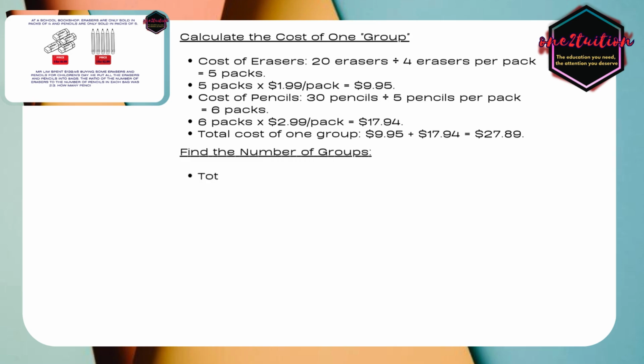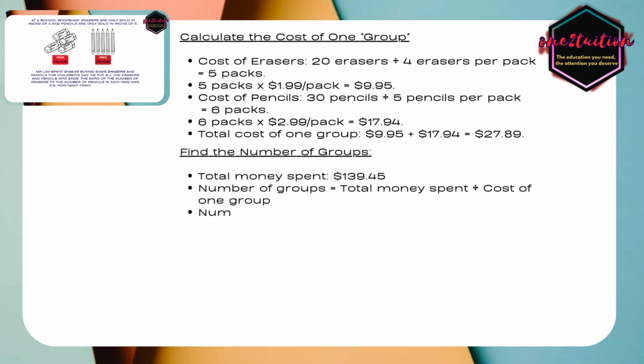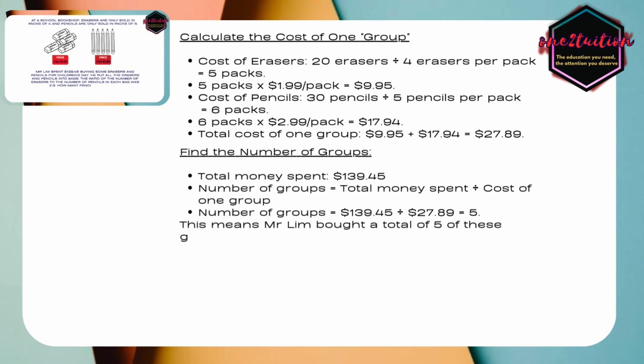Find the number of groups. Total money spent equals $139.45. Number of groups equals total money spent divided by cost of one group. Number of groups equals $139.45 divided by $27.89 equals 5. This means Mr. Lim bought a total of 5 of these groups.